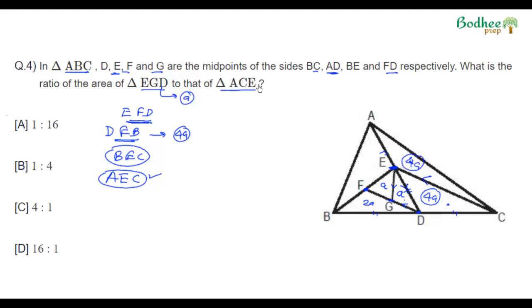Now we have been asked about the ratio of the area of these two triangles. So if this is A and the other one is 4 of A, so clearly the ratio is 1:4. So option B becomes the right answer.